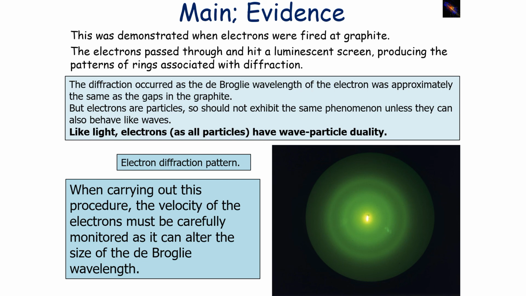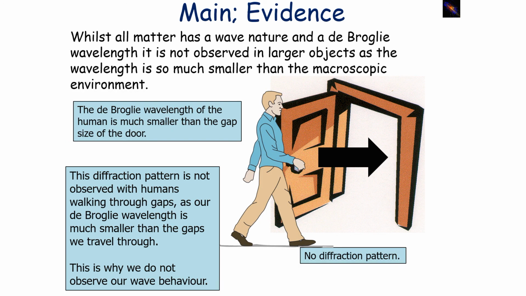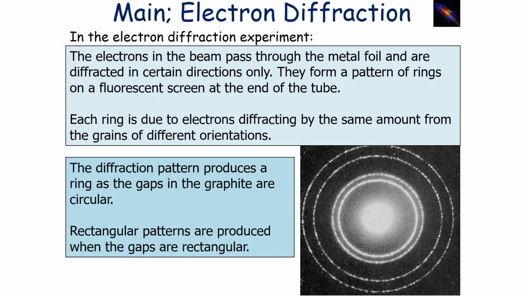Now, when you carry out this procedure, the velocity of the electrons has to be carefully monitored because it can alter the size of your de Broglie wavelength. The diffraction pattern is not observed with humans walking through gaps, as our de Broglie wavelength is much smaller than the gaps we travel through, which is why we don't observe our wave behavior. But all matter does have a wave nature, and if electrons pass through a gap, such as graphite atoms, the de Broglie wavelength of the electron is similar to the gap size between the graphite atoms, so you will observe this diffraction taking place. This interference pattern is proof that the electrons have diffracted through that gap size.